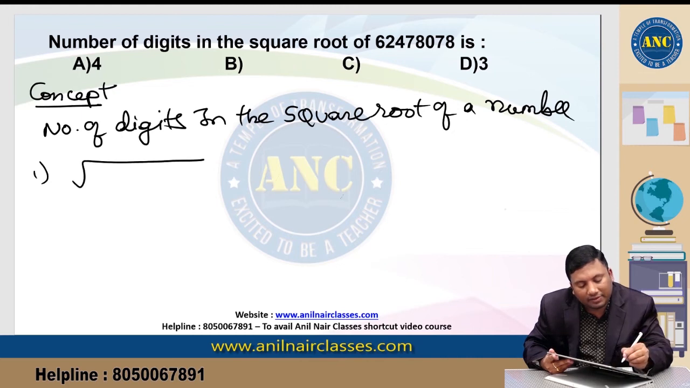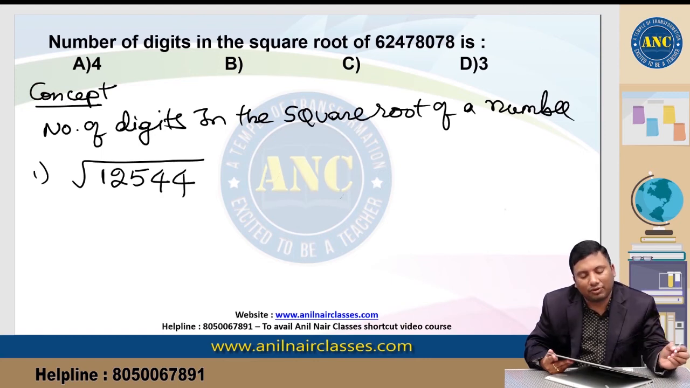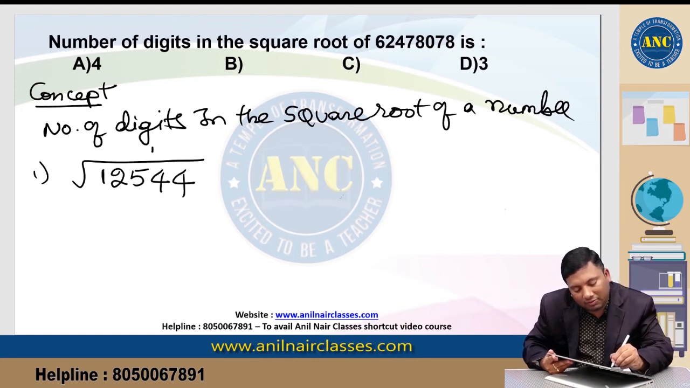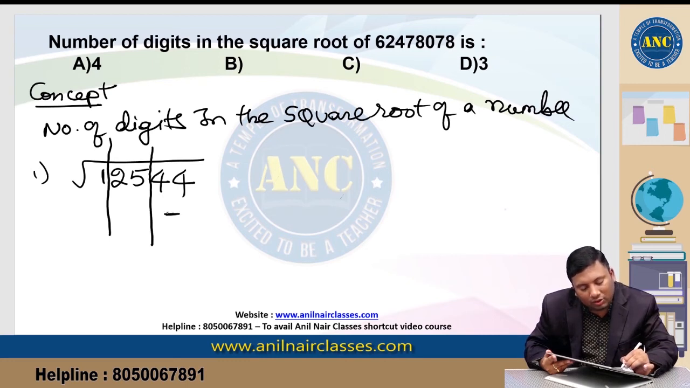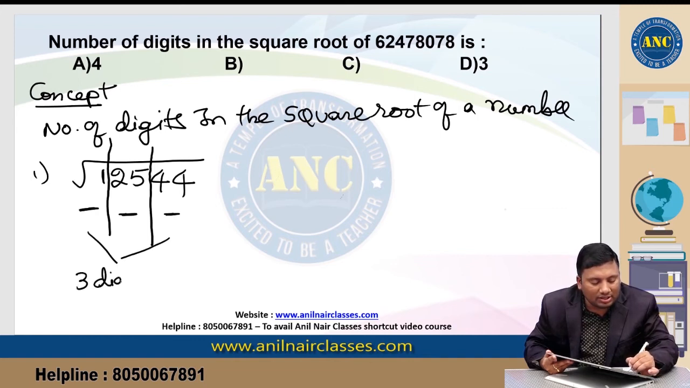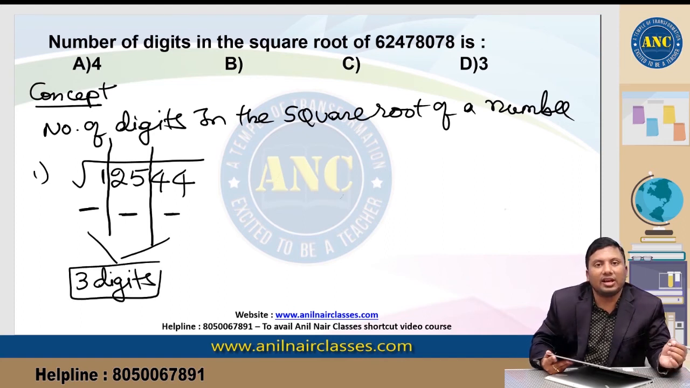Suppose it is 12544, square root of 12544. Step number 1, start from the rightmost, keep a slash after every 2 digits. Take a group of 2 digits. One group, another group, and the remaining 1 can be written as 01. So how many digits are there in the answer? There are a total of 3 digits in the answer.